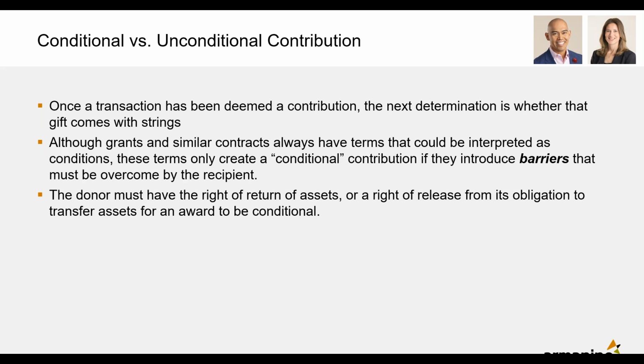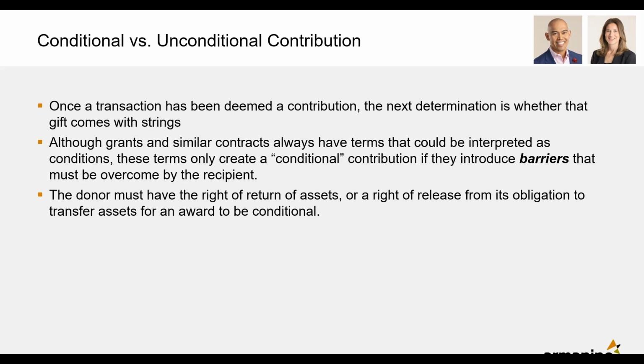So essentially, if it's conditional, it's coming with some kind of strings. But under the old guidance, those strings were, as we've mentioned before, a little bit loosey-goosey. But now there are going to be some more specific changes in the guidance that are going to address the diversity. So on that second bullet point, grants and similar contracts have terms that could be interpreted as conditions, i.e. the reporting item that Brenda mentioned before. That's something that nonprofits could interpret as a condition.